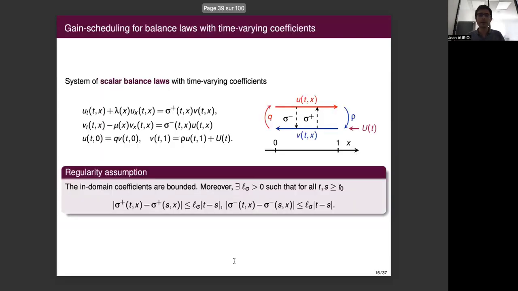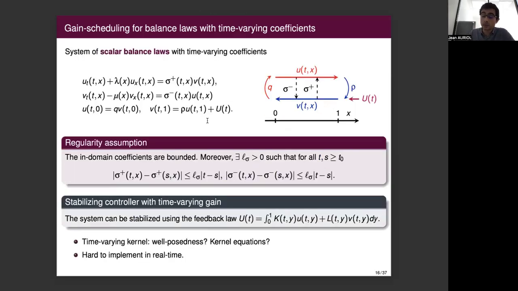Okay. The second example is the gain scheduling controller. So now in this setting, the coefficients sigma plus and sigma minus are time varying. We assume they are time varying, but with some regularity. Basically, you have a kind of Lipschitz condition on these coefficients. So now you have a time varying system, and it has been possible to design a time varying backstepping controller. So this is a really nice work by Jean-Michel Coron and his co-authors, where you have backstepping kernels which are now time varying.